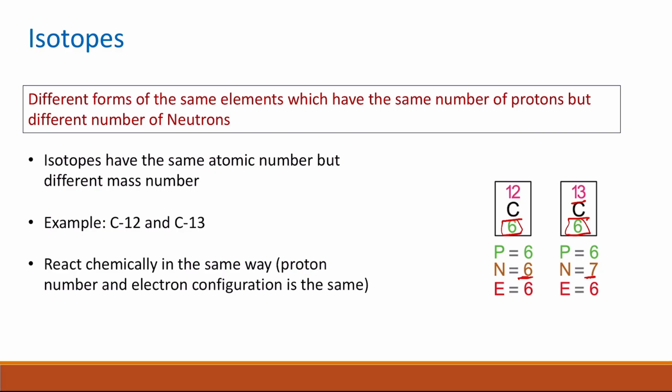Because the different isotopes of the same element have the same number of protons and have the same electronic configuration, that means they will react chemically in exactly the same way. So they have similar chemical properties. However, because they have different masses, they can have different physical properties.